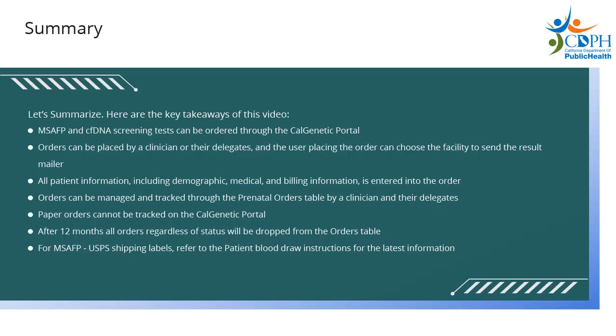Orders can be managed and tracked through the prenatal orders table by a clinician and their delegates. Paper orders cannot be tracked on the CalGenetic Portal. After 12 months, all orders regardless of status will be dropped from the orders table. For MSAFP/USPS shipping labels, refer to the patient blood draw instructions for the latest information.